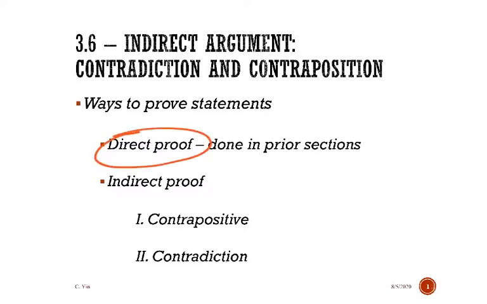Direct proof is just where you assume your hypothesis, you do a lot of work in between, and you conclude with your conclusion. We've done that one in prior sections. So now we're going to talk about indirect proof. In an indirect proof, there's two different ways you can do this, and like I said, it's going to be a very subtle difference between the two.